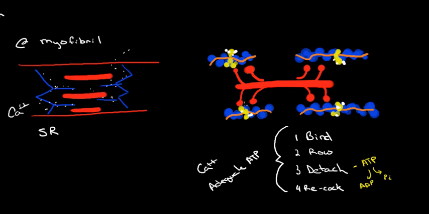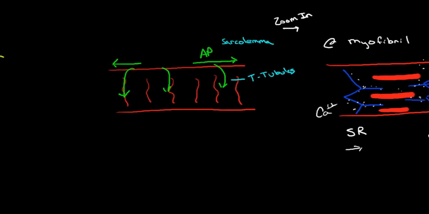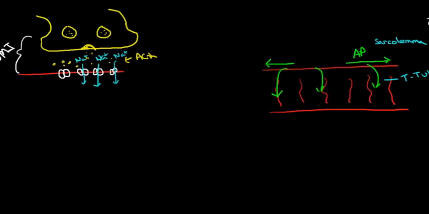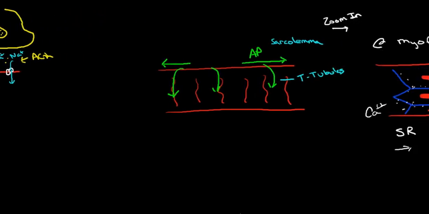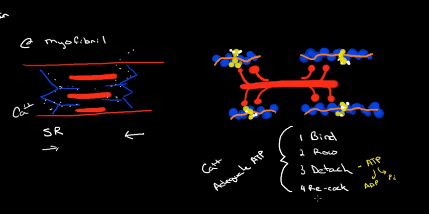As crossbridge cycling occurs, the length of the sarcomere shortens. So we get shortening of the sarcomere. The two Z discs get pulled closer to one another. As the sarcomere shortens, the myofibrils shorten. As the myofibrils shorten, the whole skeletal muscle fiber shortens. And as muscle fibers within a skeletal muscle shorten, then the whole muscle itself will shorten. Tension is built, and that is called muscle contraction.